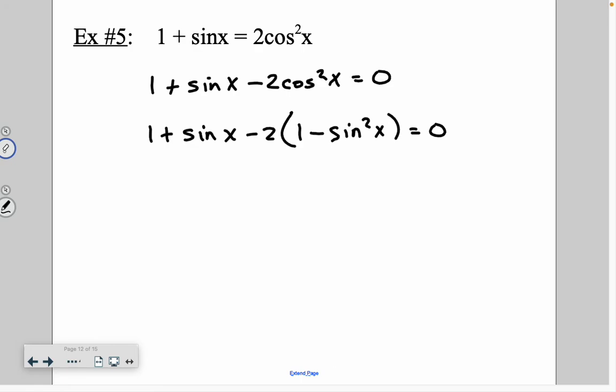So you're just substituting in a trig identity, so that now I have sines, and now we're basically back to algebra again. I need to take this -2 and distribute that. So we have 1 plus the sine of x, minus 2 plus 2 sine squared x.